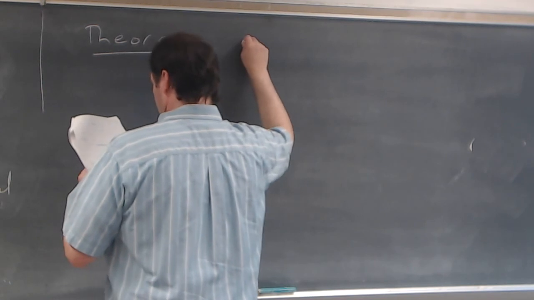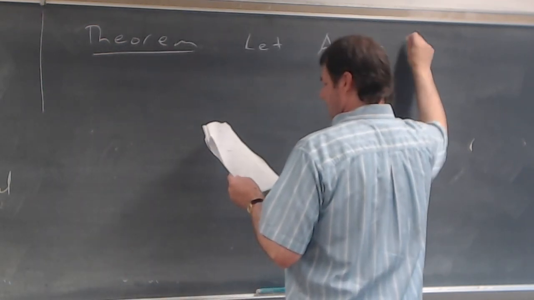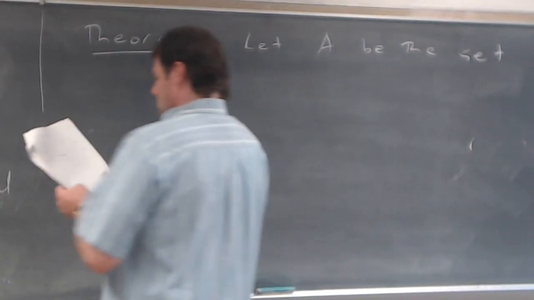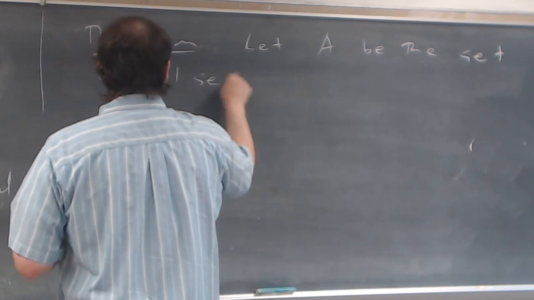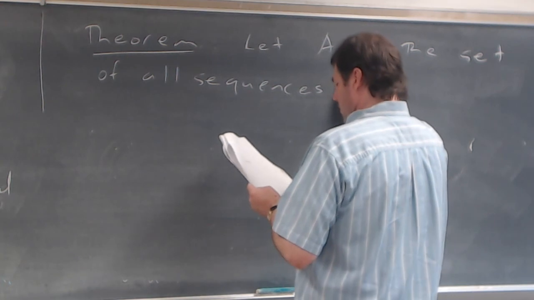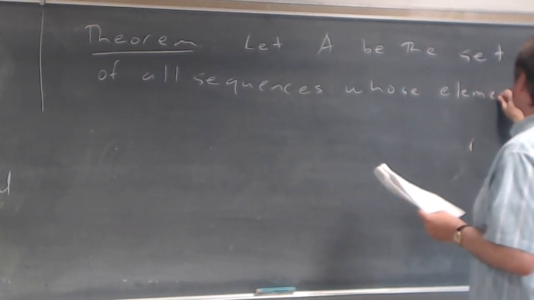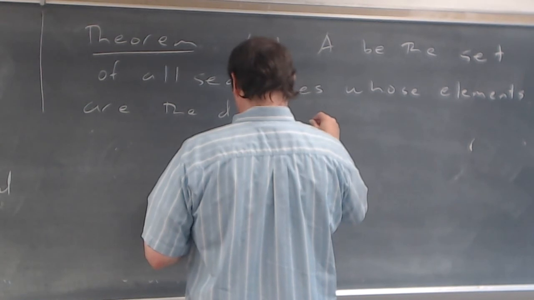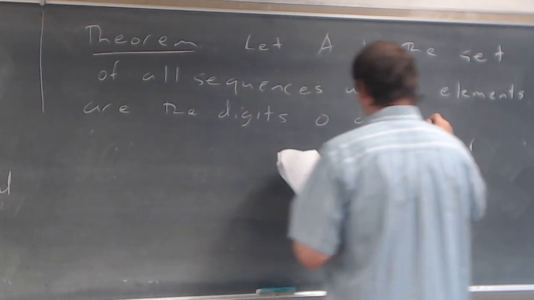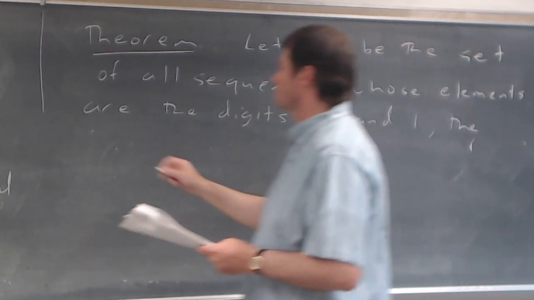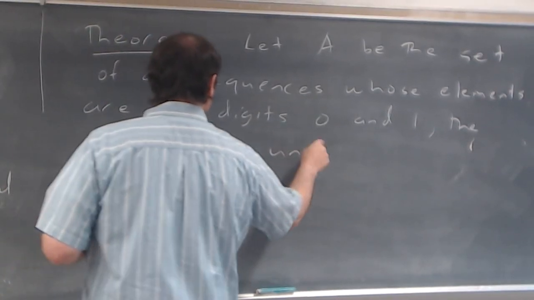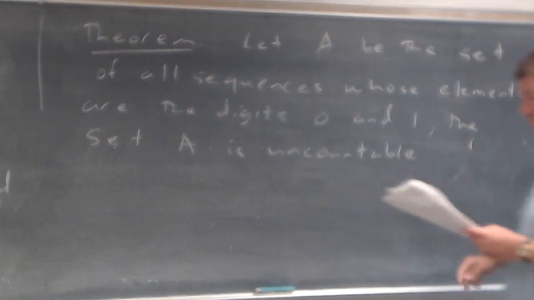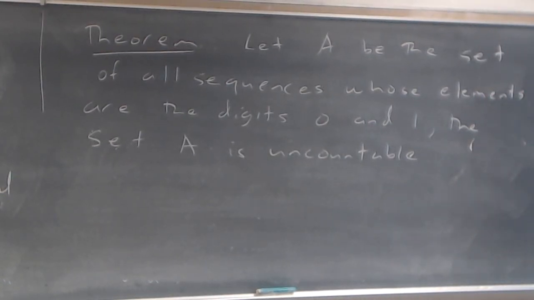Okay, another theorem that we'll look at is, if we let A be the set of all sequences whose elements are the digits 0 and 1, then the set A is uncountable. And so we want to do the proof of this.